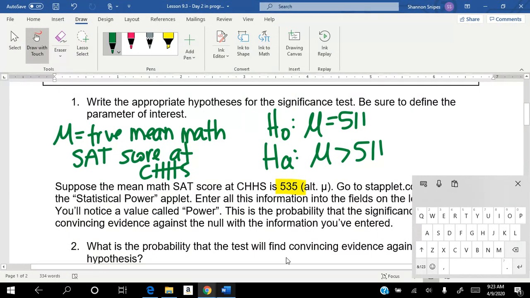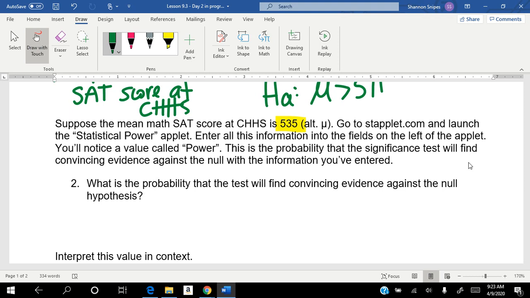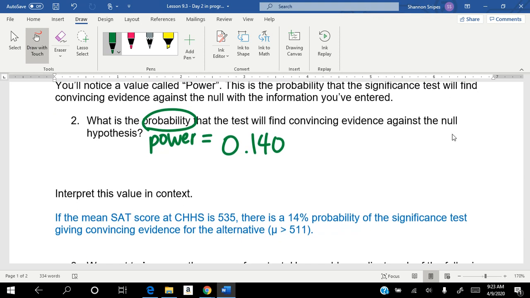So what is the probability that the test will find convincing evidence against the null hypothesis? Now this is your power. So your power is equal to 0.140. So what this means in context is if the mean SAT score at Corinth is really 535, there's a 14% probability that the significance test will give convincing evidence for the alternative. That's power, the probability of making the correct decision.